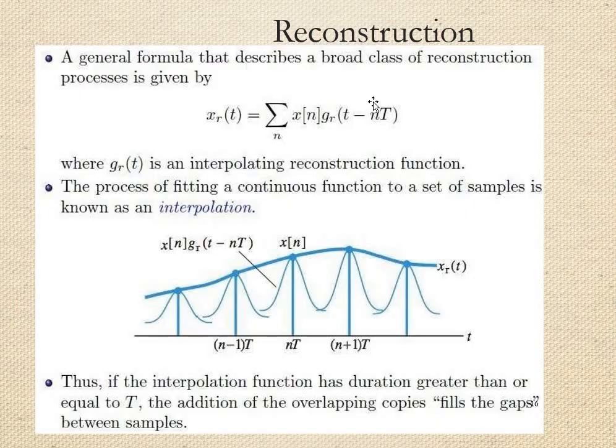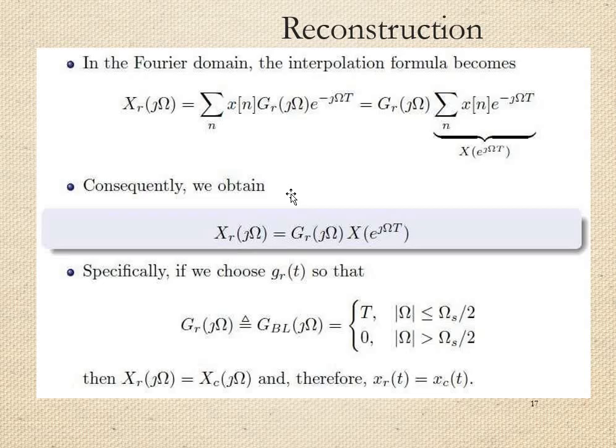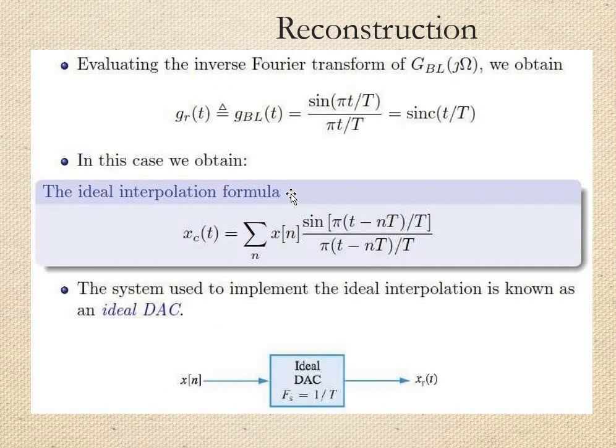The general formula that describes a broad class of reconstruction processes is given by x_r(t), where the small r represents reconstruction, equal to the summation over n of x[n] times g_r(t minus nT). The process of fitting a continuous function to a set of samples is known as interpolation. Here we can see the interpolation formula in shaded blue color.